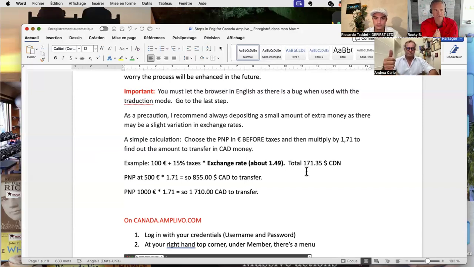This is very important. Sometimes, Andrea, people are short of $3, $4, $5. They do not have their KYC, they want to have the promotion and they put stress on us. And I cannot send them money because they didn't do their KYC rapidly. So I'm urging people, when you register to Amplivo, do your KYC immediately, as soon as possible. For the example, 100 euros, 500 euros, whatever the amount, multiply it by 1.71.